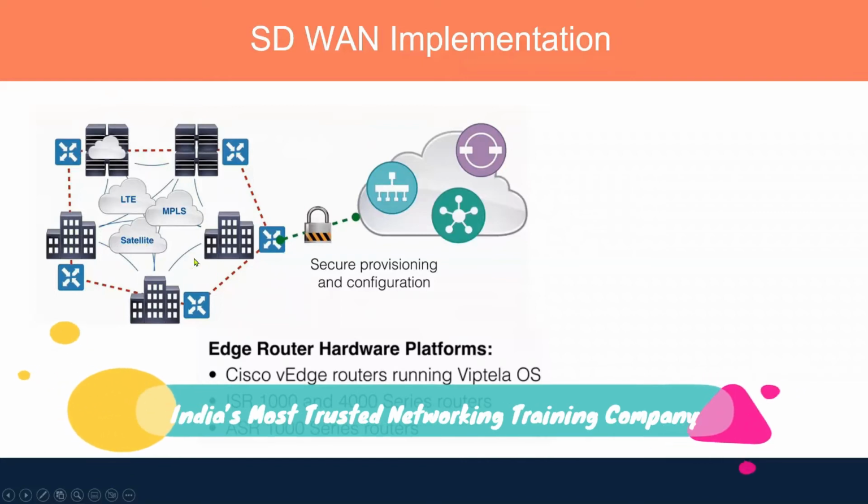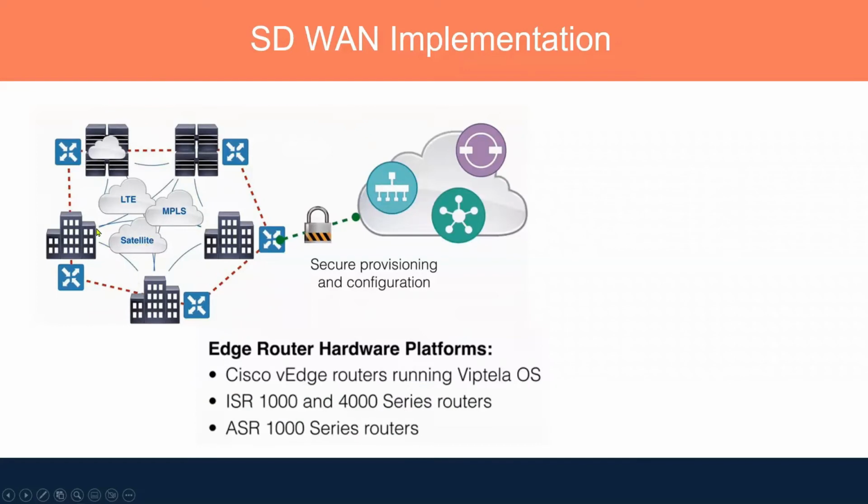But basically, the communication between these branches would not happen directly. It would happen through SD-WAN, and you can see the communication is happening via the edge router. One edge router is communicating to another edge router, and this is how the communication is happening.